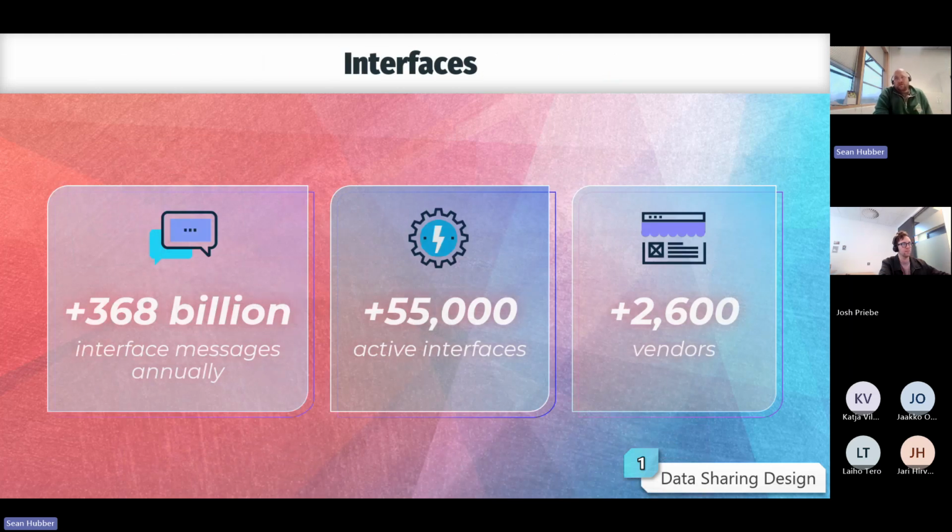And not just FHIR. When we look at the various forms of integration, and Josh will get into some of the details here in a second, what we've seen in practice is we have a tremendous volume of interface and integration capabilities. So you can see over 368 billion interface messages annually across the Epic community, with over 2,600 different third-party vendors and exchange partners, just as a sense of scale and how this philosophy has manifested in real-world use.